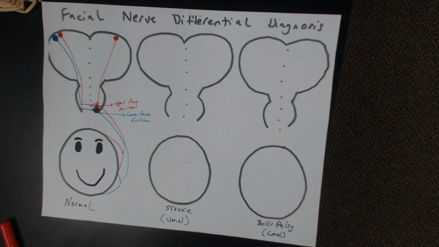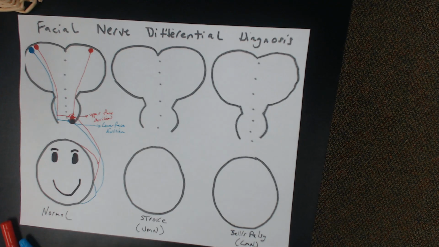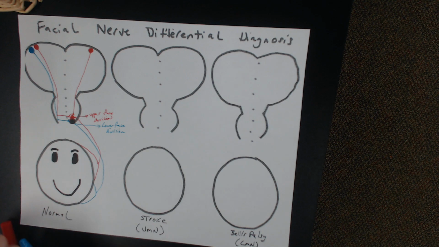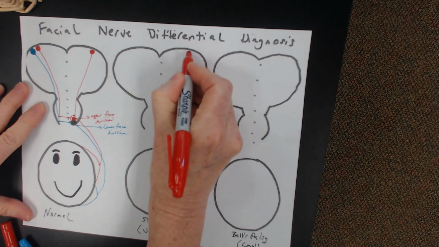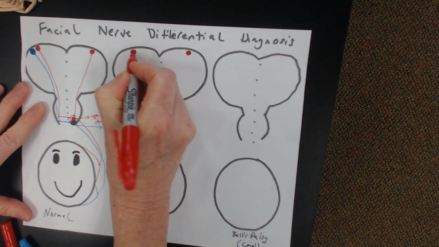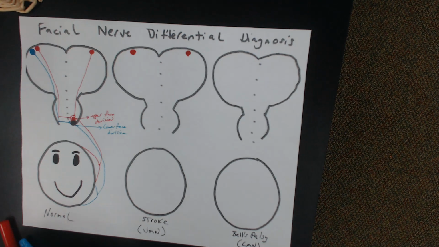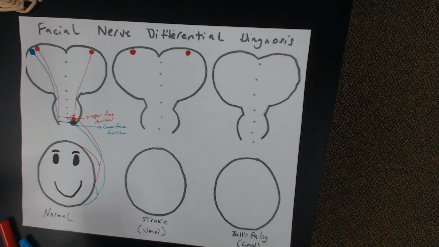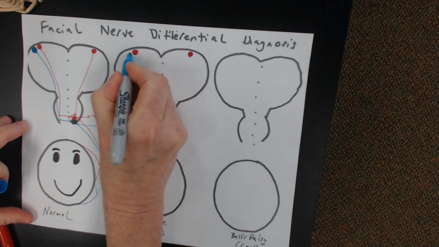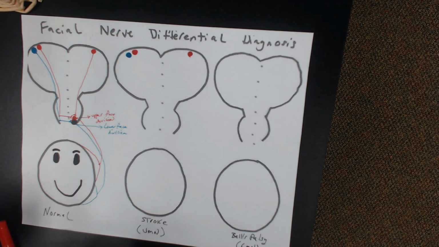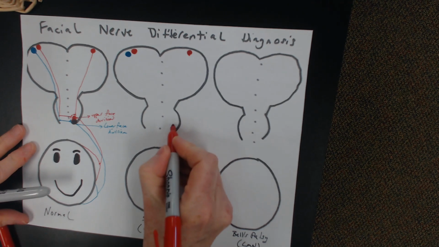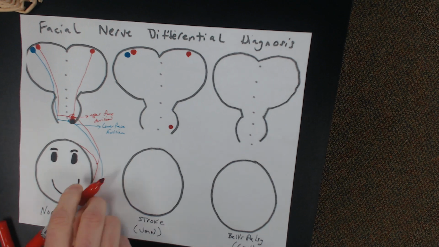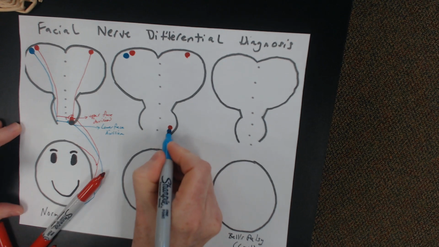Okay, so let's draw the same thing over here in the middle. Not the face quite yet, but for the upper face division, we have upper motor neurons present bilaterally. Okay. For the lower face division, we have upper motor neurons present only contralaterally. Okay. And here's our nuclei for the upper face division, and here's the nucleus for the lower face division.